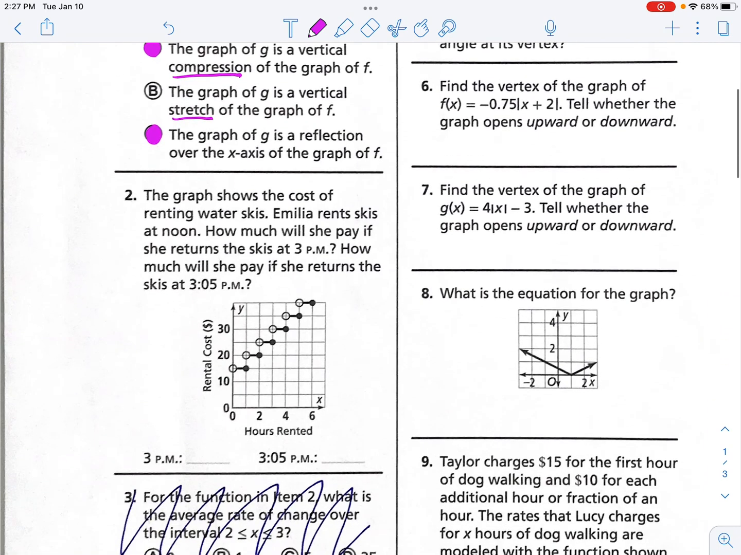Number 2, the graph shows the cost of renting water skis. Amelia rents skis at noon. How much will she pay if she returns the skis at 3 p.m.? How much will she pay if she returns the skis at 3:05 p.m.? So we can see this is a step function.